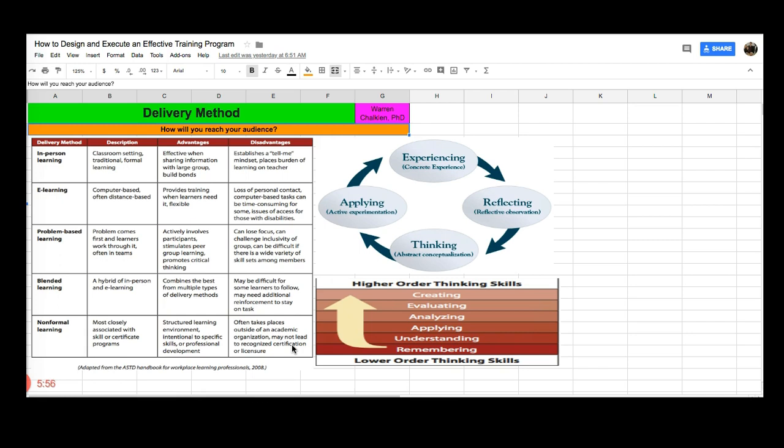And so in each of these situations, you have to think about your context and what would be the best method of teaching.